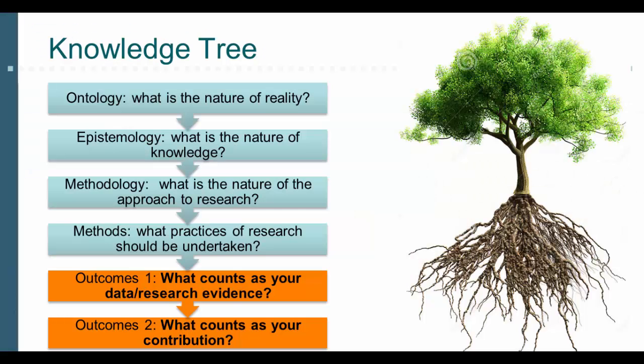The notion of knowledge tree explains the relationships between theory, knowledge and your contribution, and the idea here is that we look at any theory or any research from the lens of philosophy, that is ontology and epistemology, which dictate the methods that you follow, which then dictate the research outcomes, and these outcomes are of two types. Firstly, what counts as data and research evidence, and what type of data do you need to produce for it to be considered research data.